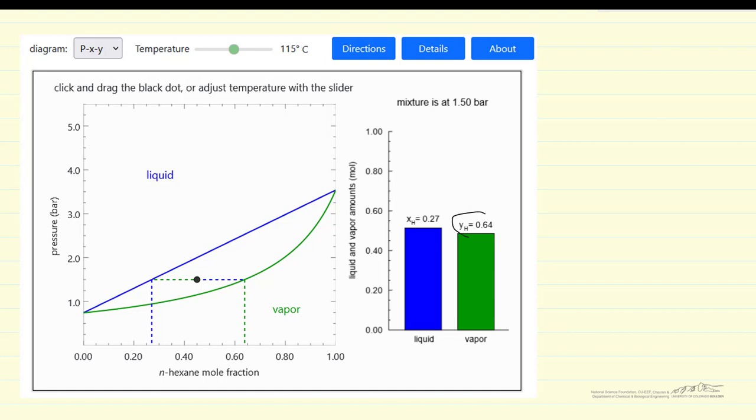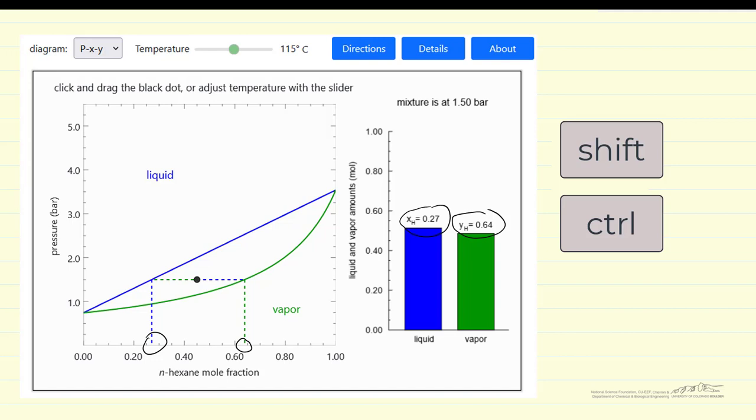And then we're shown the mole fraction, so 0.64 is this value, and 0.27 is this value. One thing to point out is we can control how this dot moves. If we hold down the Shift key, then we'll move the dot at a constant pressure on the PXY diagram, or a constant temperature on the TXY diagram. If we hold down the Control key, then we'll move at a constant mole fraction, moving up or down, and that makes it a little easier to see how things change.